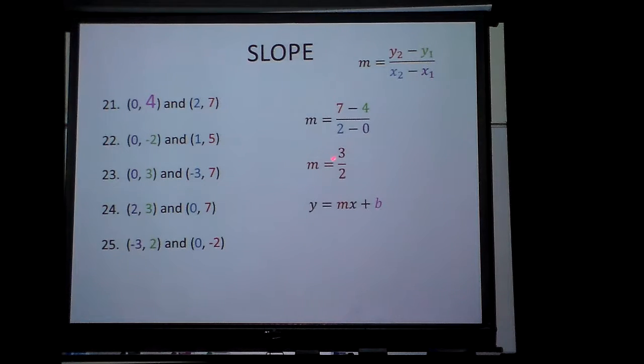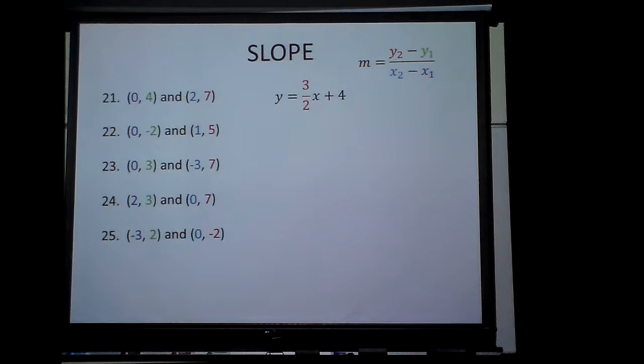So, all I got to do to write the equation is put this 3 halves here and that 4 right there. That's it. Y equals 3 halves x plus 4. That was it. Okay. So on the second one, first I got to find the slope.